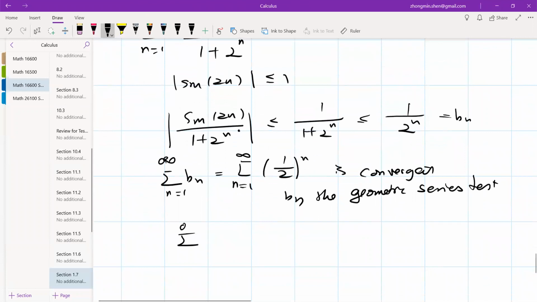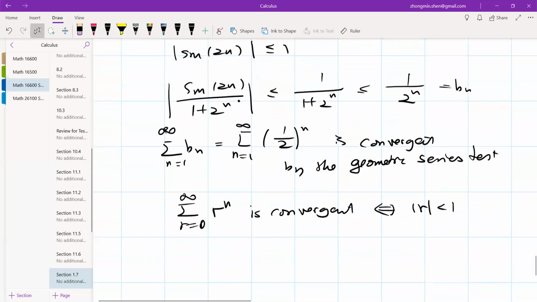So remember this. This is going to be r to the n, okay? This is going to be convergent if and only if the absolute value of r is less than 1. Otherwise, it's divergent. Okay, this is a geometric series fact. You're using this fact.